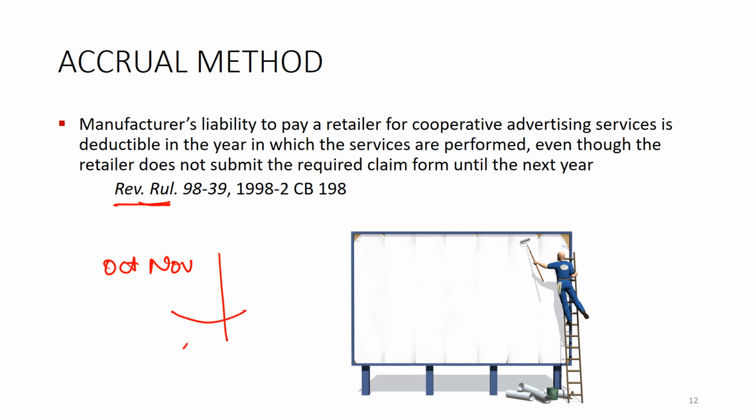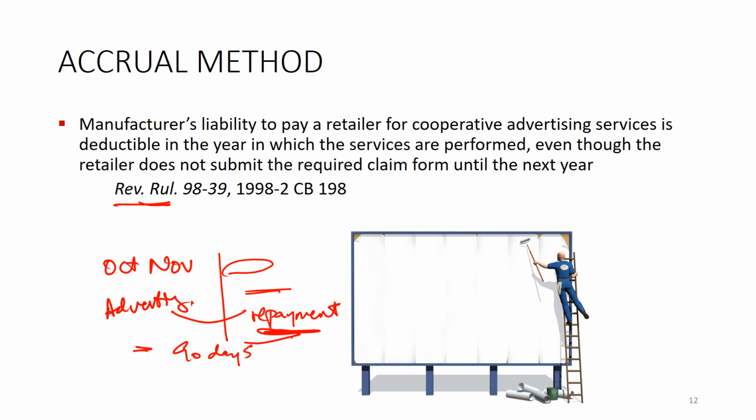And they had essentially 90 days to submit the request for reimbursement of the advertising. So some of the advertising costs actually then were paid in the following year by the manufacturer. So we essentially have the advertising occurring here in the earlier year, but there's a repayment or reimbursement to the retailers that actually occurs in the following year. And again, the question before this ruling, what the IRS was attempting to address, is could the repayments in the second year actually be deductible in the earlier year when the advertising occurred?